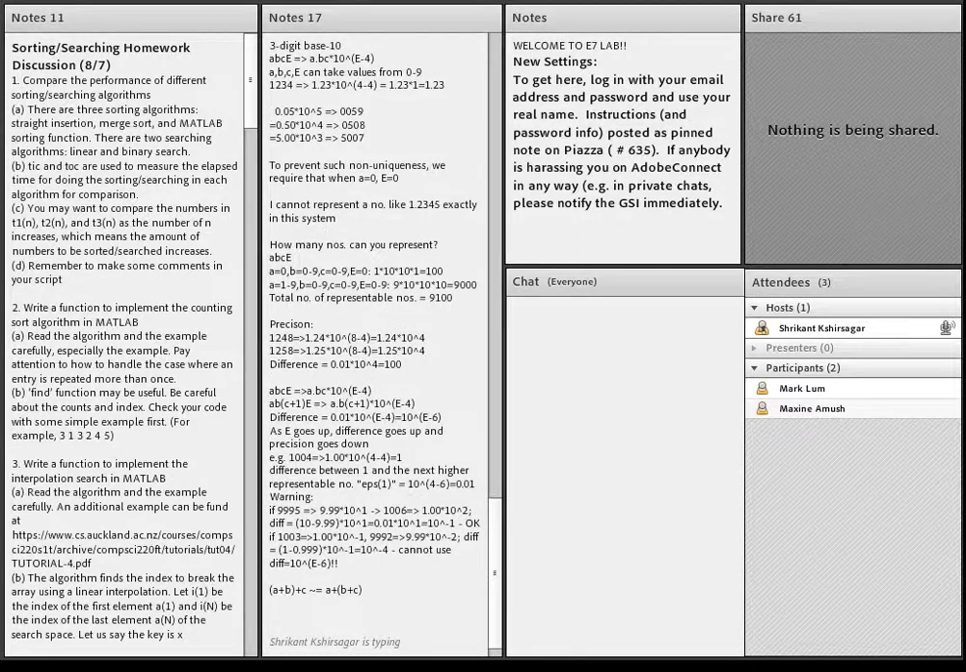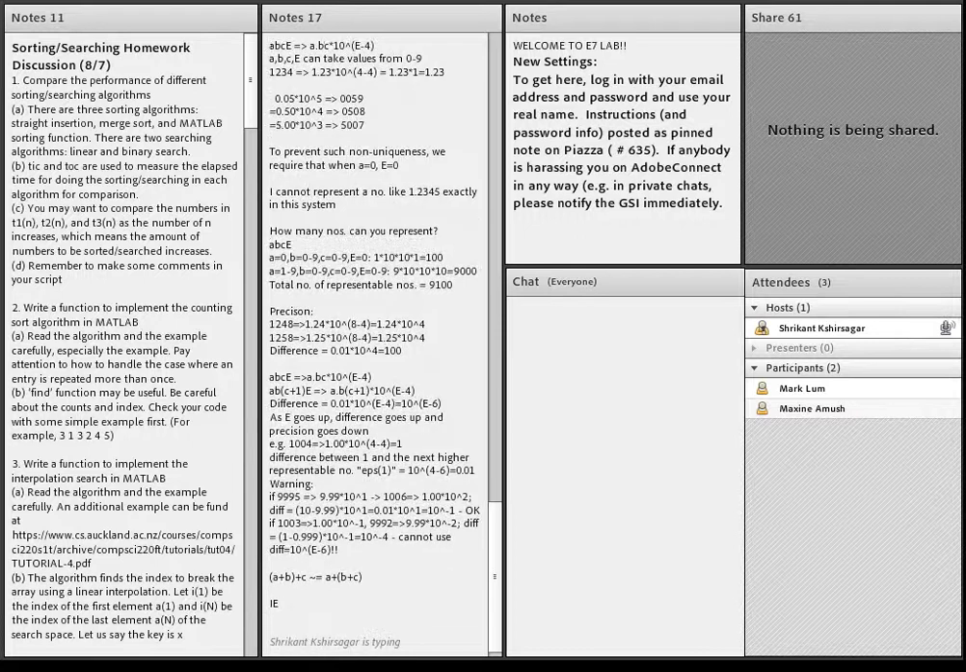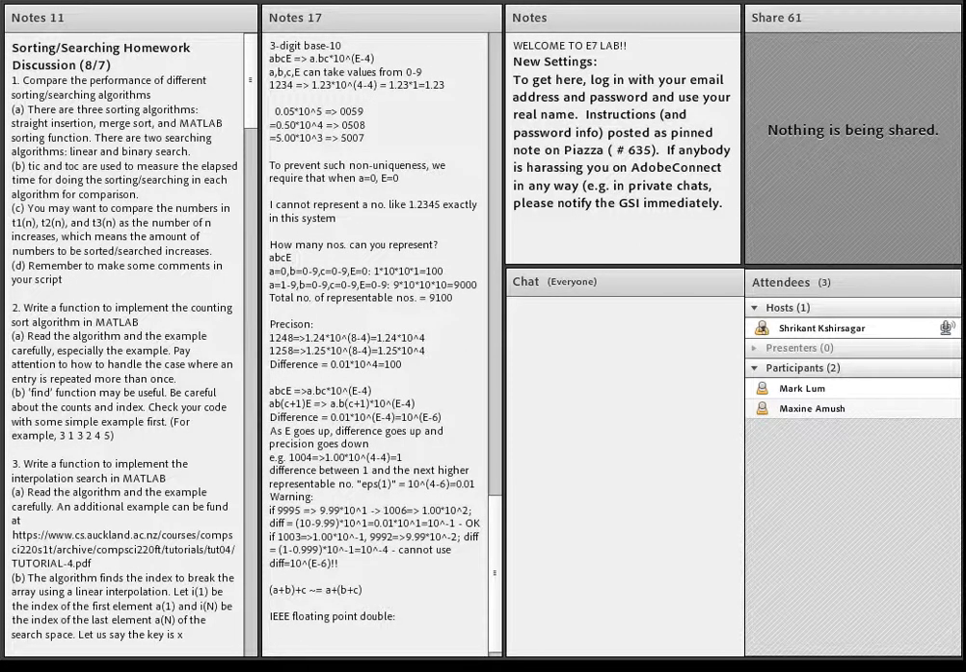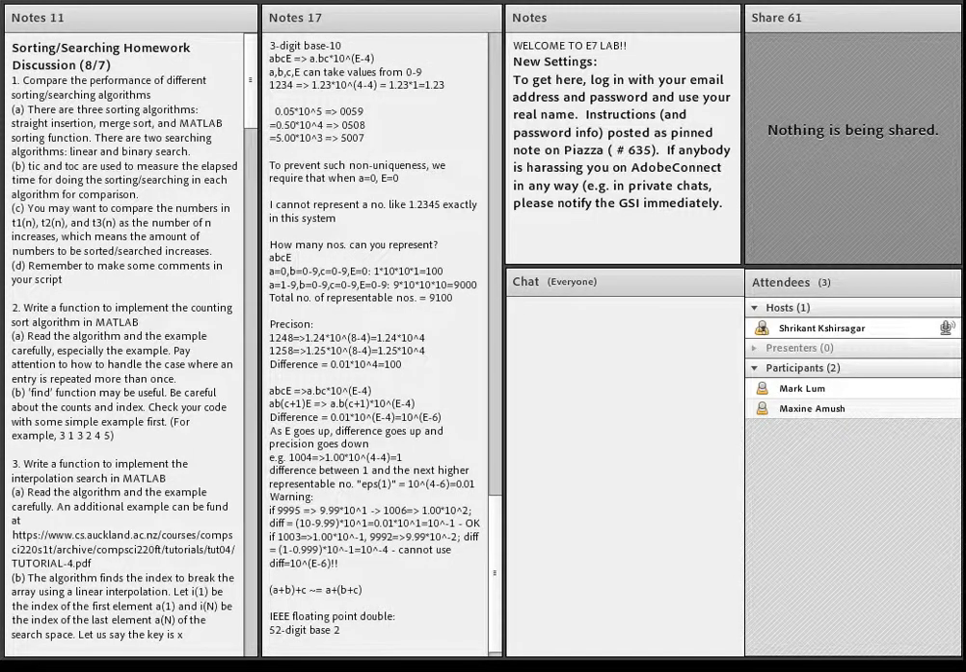All right, so let's move on to the real finite number system that we deal with in computers, namely the double. So IEEE floating point double. Okay. So this is essentially, in its essence, the same as what we have been doing so far, this finite number system, 3-digit base 10. The only difference is that instead of 3-digit, it's a 52-digit base 2 number system. So the number of digits has increased considerably, and the base has changed. But in a sense, it's the same.